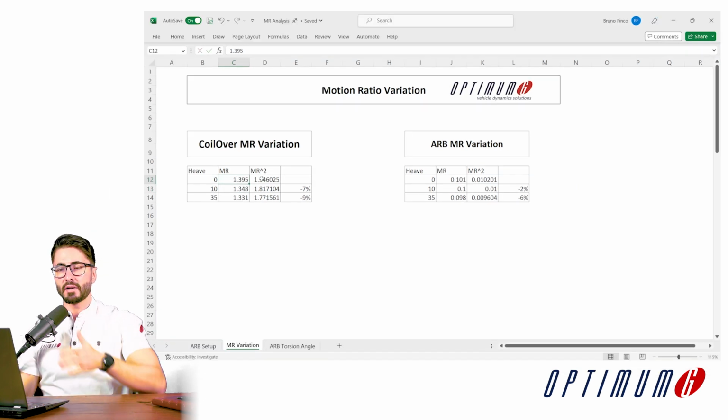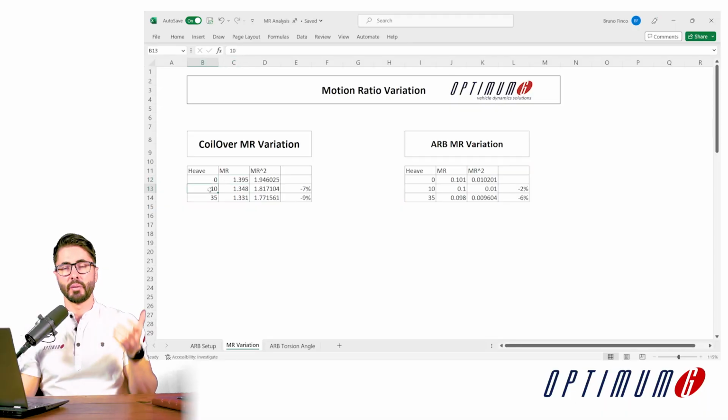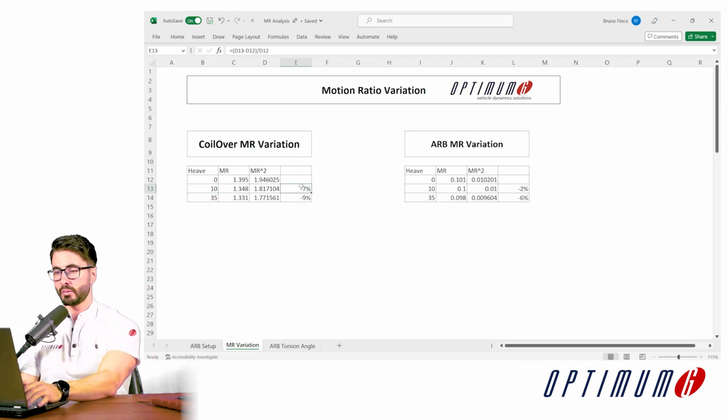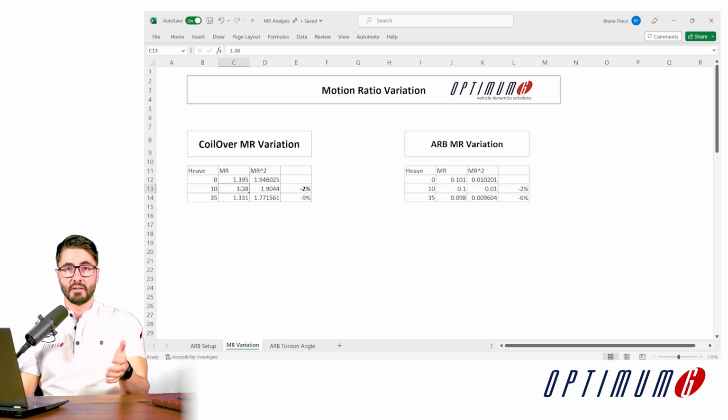What matters for the wheel rate is the motion ratio squared, meaning that the wheel rate variation will be proportional to the motion ratio squared. This means that I don't even need to define a spring stiffness at this point. I just look at motion ratio squared, and I want to see a change of, in this case, 2% for every 10 millimeters. So what is the motion ratio we need at 10 millimeters compression in order to get to this 2% variation, which is the number we see over here? Let's try to play with the numbers, and I see that if I get to 1.38, I get the 2% variation every 10 millimeters I want.